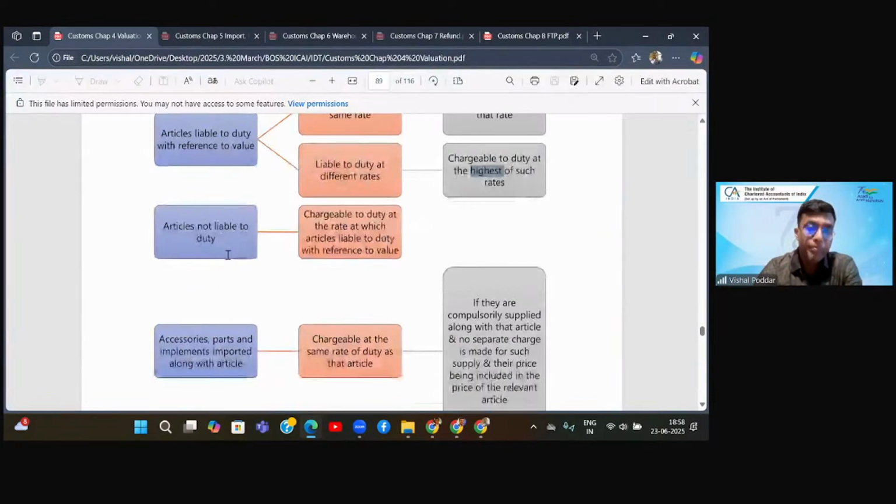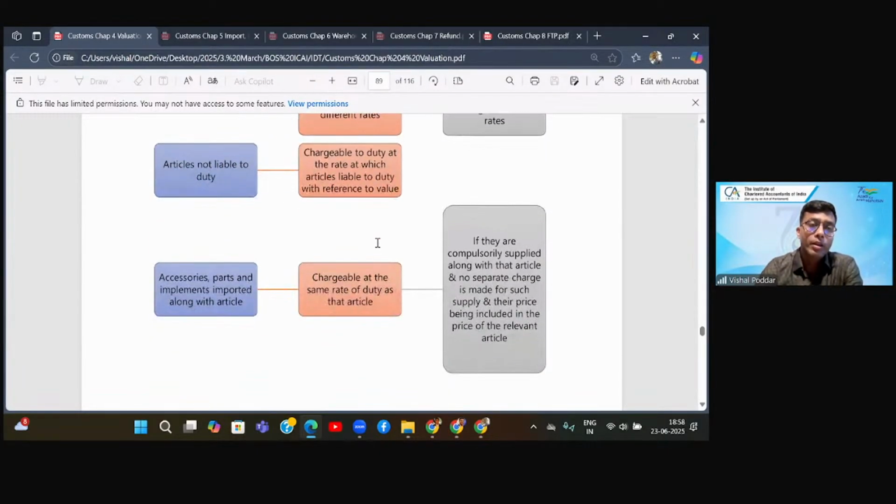Now, importantly, same as the mixed supply, if one of your articles in this set, in this combo package, is not liable to duty, there is some exemption or the rate is zero, still what will happen? Because of the above provision that you have to take the highest of the rates, indirectly this will also get taxed, where you are falling in the above provision, that is you have to take the highest of the rates.